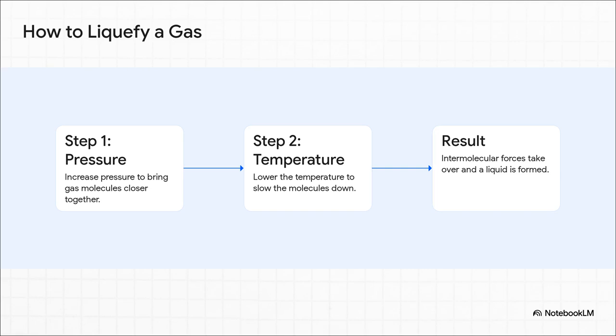It's a two-step process. First, you ramp up the pressure. You squeeze those molecules closer and closer together. Then, step two, you lower the temperature, which basically steals their thermal energy. It takes away their push. And suddenly, the molecules are close enough and they're slow enough that their natural attraction, the pull, finally gets to take over. And just like that, the gas condenses into a liquid.